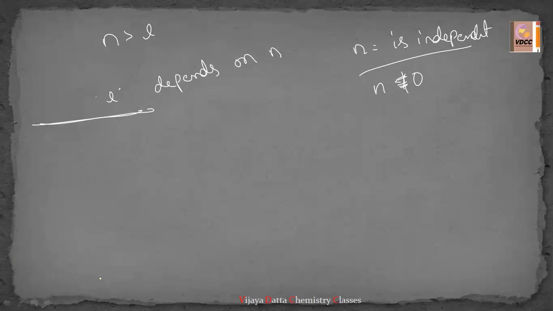Magnetic quantum number is giving the information about the spatial orientation. It is given by Lande. The third one is magnetic quantum number, very important. This magnetic quantum number was proposed by Lande, and it is represented with small m.